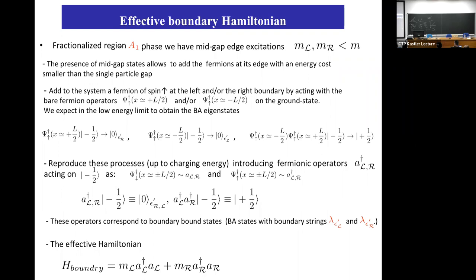Or if I add particles to the left and to the right, I'll get a plus half state at the edges. So I can reproduce these processes by introducing creation operators, a dagger, to the left and right, which are acting on the ground states, minus half, and creating the various processes that I described. And the effective Hamiltonian then is very simple. It is just a quadratic Hamiltonian with ML depending on the deviation or on the imposition of the gauge field.